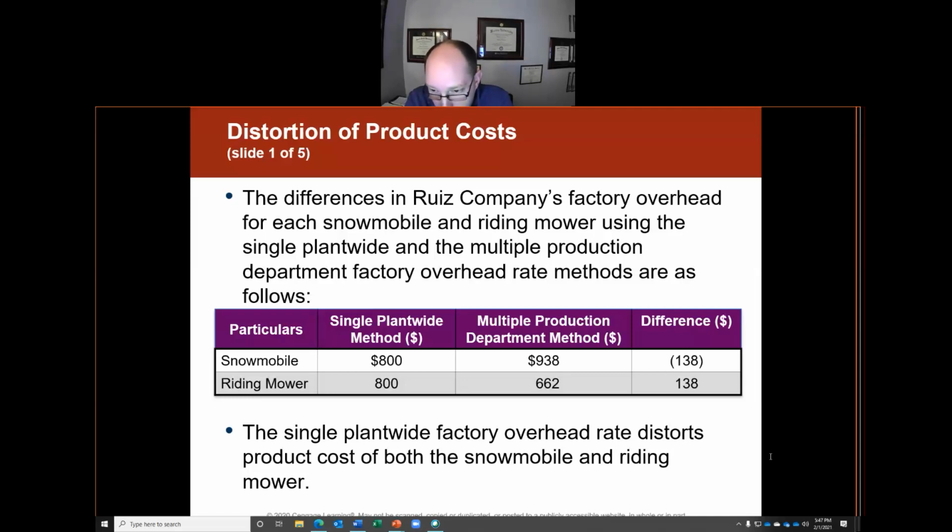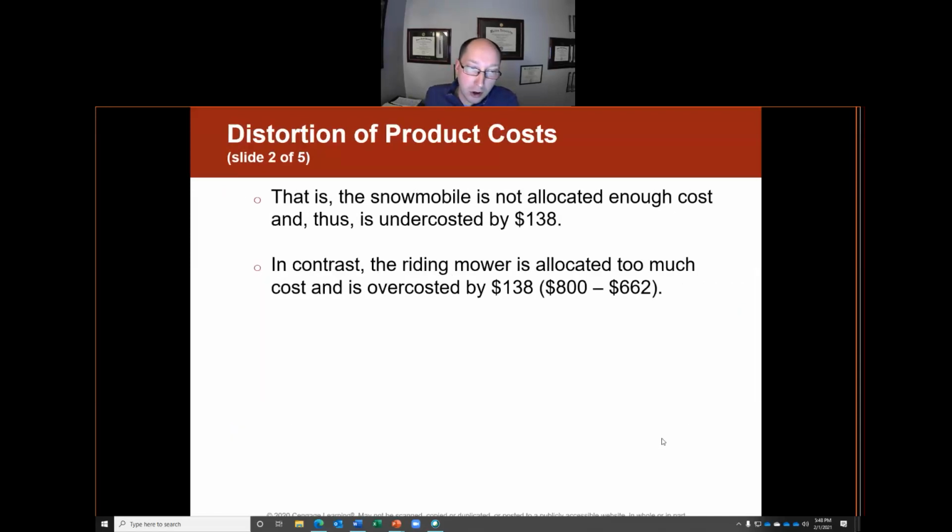This is because they're different products, right? And so you need to treat them as different products. That's why the multiple production department method is better, in my opinion, than the single plant-wide rate, because it's more focused. It gives you more attention for allocating the overhead, right? And so that's the difference between the two. So that's where distortion costs come into play. The distortion cost is $138.